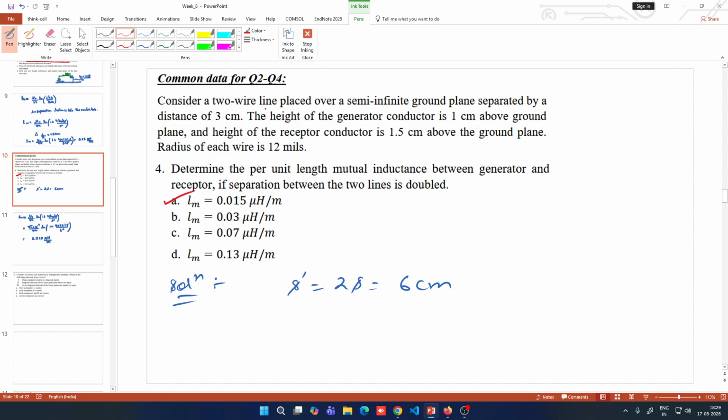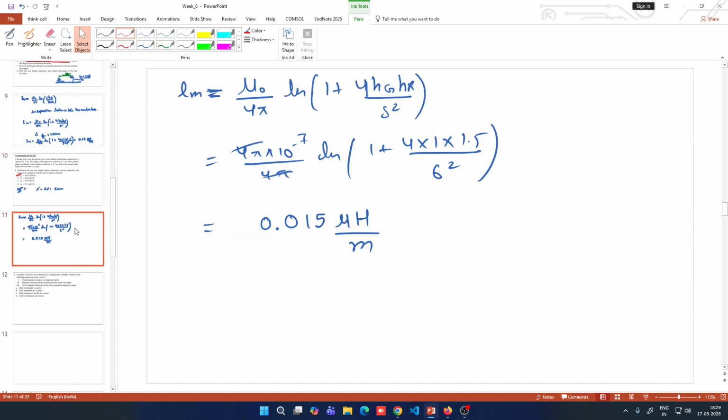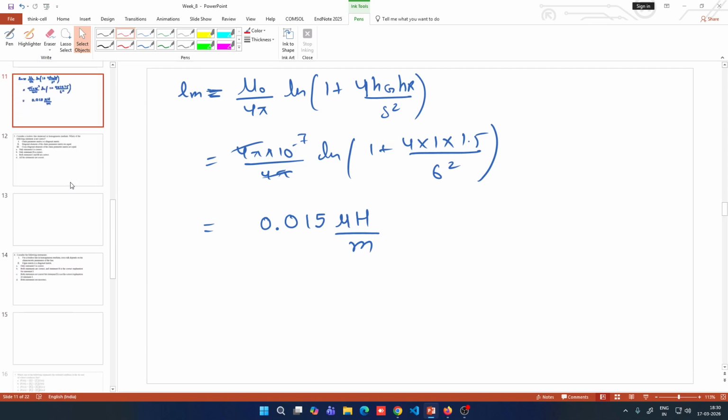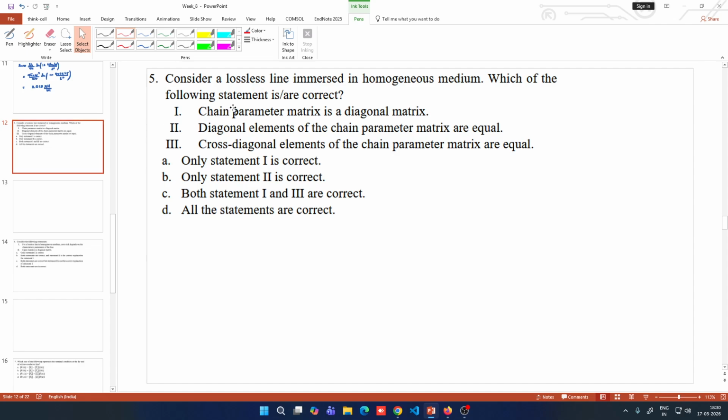If you have any doubt from question number 2, 3 and 4, please let me know, because all are using the same formula and the same two transmission lines. If you have any doubt in this, please let me know. If it is clear, then we will move on to question number 5.